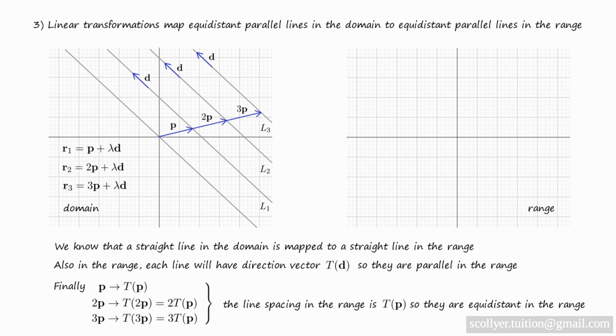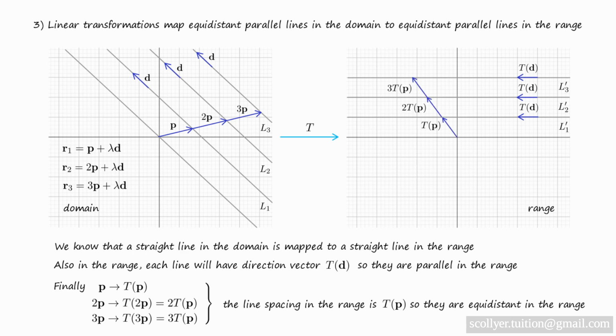So graphically, the mapping looks as follows. We produce 3 parallel lines, L1, L2, L3, and these lines are parallel since they all have direction vector T(d), and they are equally spaced because they are located by the vectors T(p), 2T(p), 3T(p). And so we have seen that linear transformations map equidistant parallel lines in the domain to equidistant parallel lines in the range.